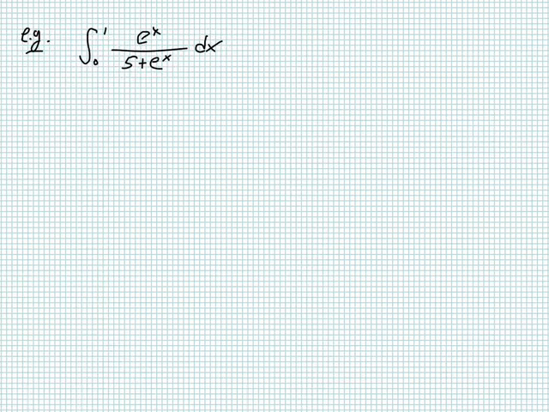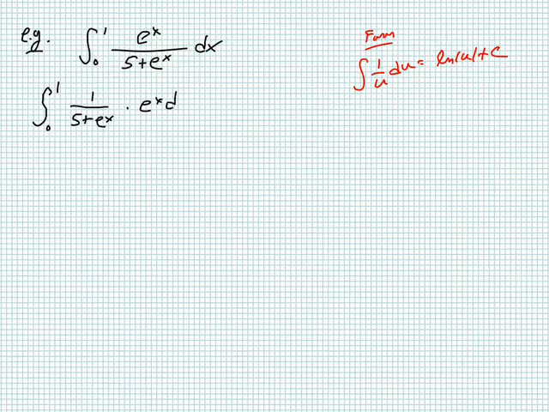And it's going to be in the form, which you may not see right away, but this is actually in the form of the integral of 1 over u du. And the integral of 1 over u du, I know, is the natural log of the absolute value of u plus c. Now, in order to see this a little bit better, I'm going to rewrite this integral. And if you get tripped up when doing these and you're not sure what to do, you can write it like this and see if that helps. So I've got 1 over 5 plus e to the x times e to the x dx.